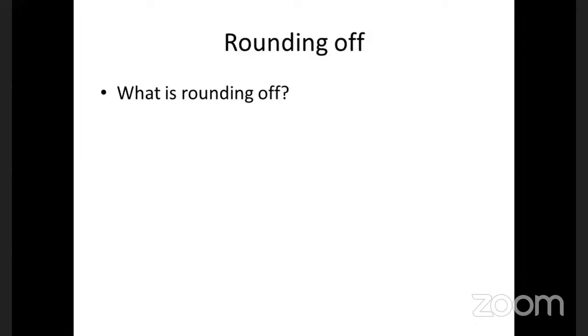Trevor: Rounding off means making a number simpler but keeping its value close to what it was. Very good. Making a number simpler, but just as you have said, keeping the value close to the number.